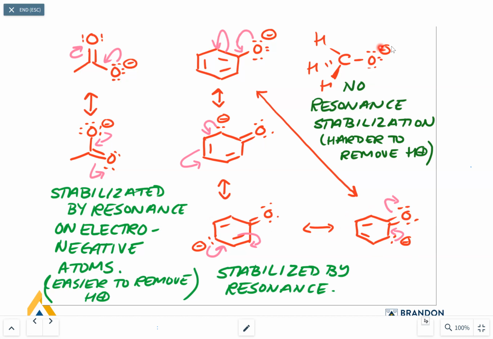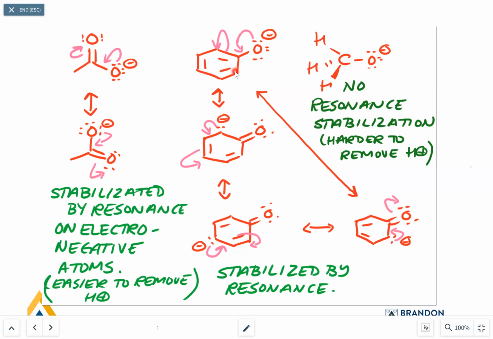And our poor methanol here, you notice that this negative charge really can't go anywhere. We can't move these electrons here because this carbon's already got 1, 2, 3, 4 bonds, and they're all sigma bonds. So this negative charge is basically stuck on oxygen, which is an electronegative atom. But compared to the other two, where this one's got a series of resonance structures and this one's got 2, that means that this has got no resonance stabilization. So it'll be harder to remove that proton.